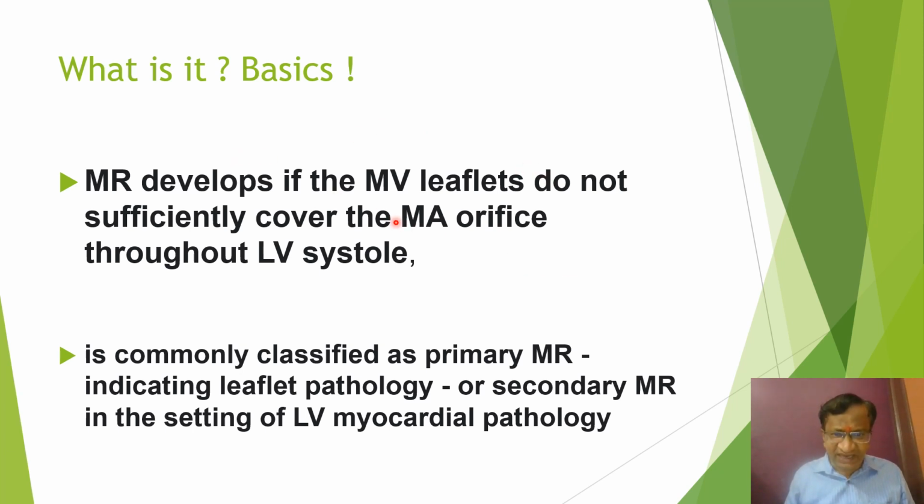MR develops if the mitral valve leaflets do not sufficiently cover the mitral orifice area throughout the LV systole. Now the ventricle is contracting and it is ejecting through the aorta. And if there is any problem with the mitral valve, throughout systole it has to control the flow through the mitral valve. If it is not possible, then it becomes a mitral leak.